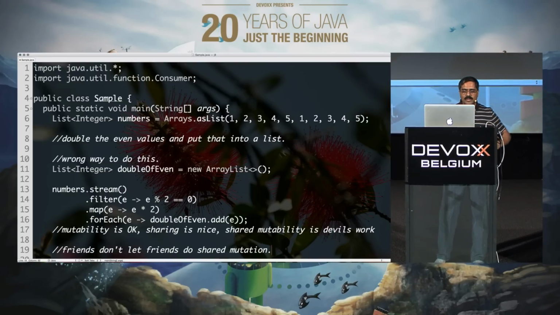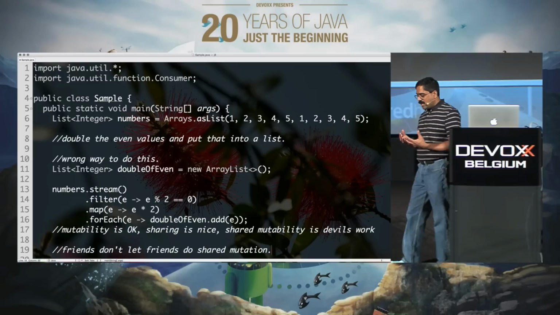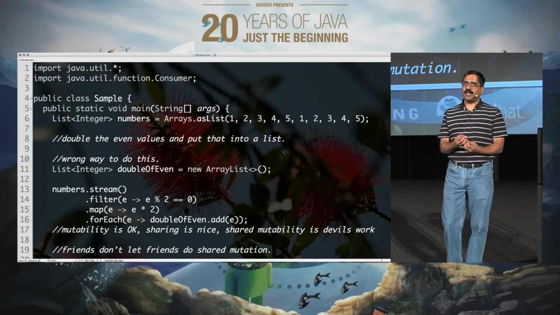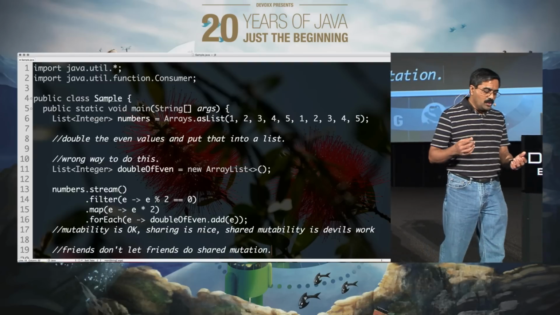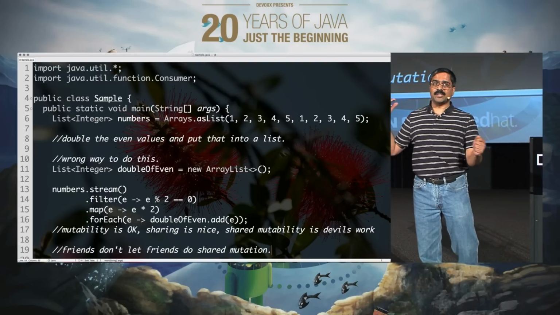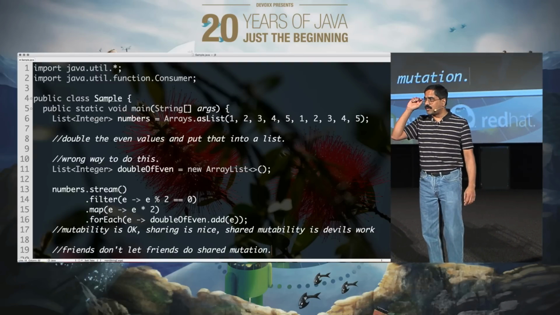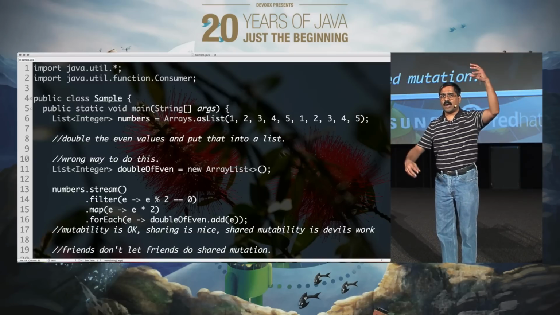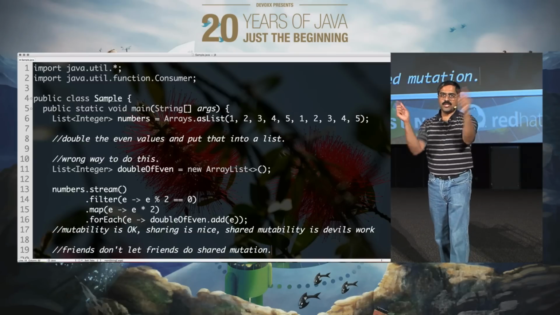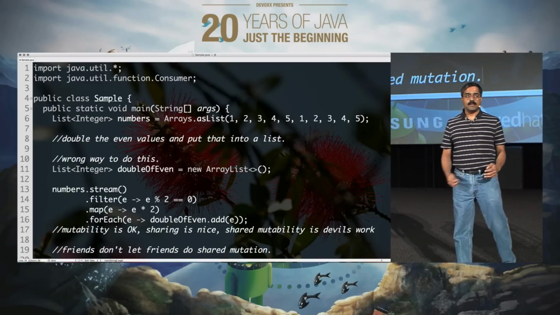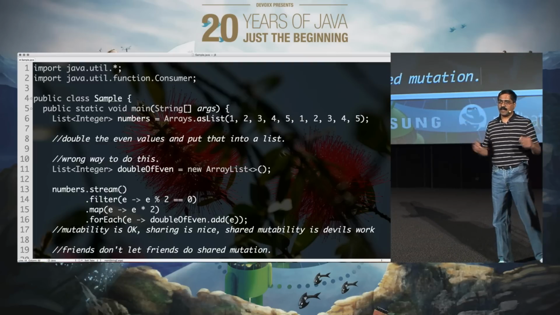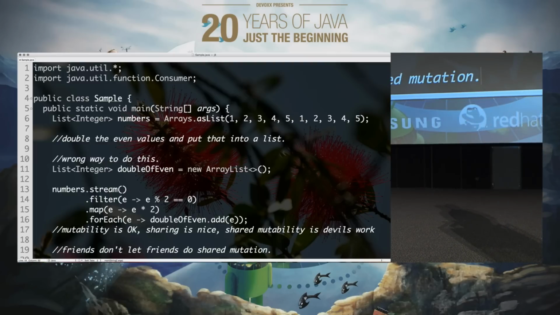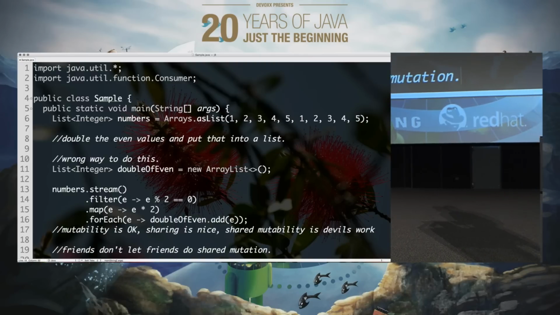Now, what is wrong with this? Well, what's wrong with this is we are doing a shared mutability, which means you are going to be potentially running this in a parallel stream, and multiple threads try to change this variable at the same time. Potentially, we may lose some data doing this. We got concurrency problems, race conditions. So this is evil. Don't do this.